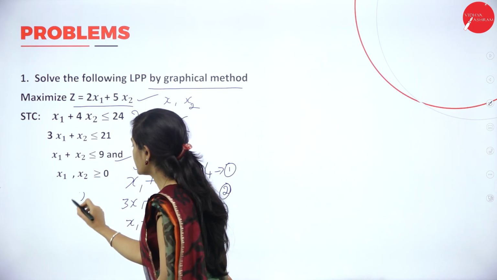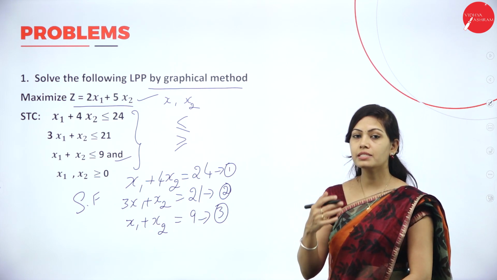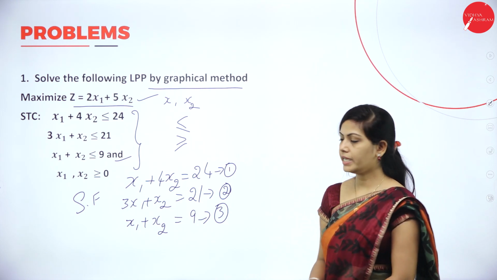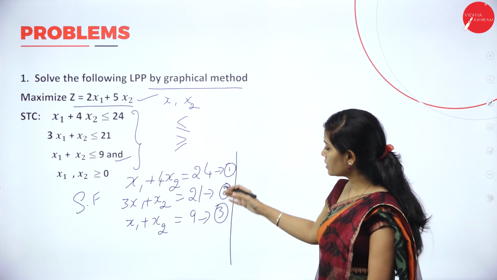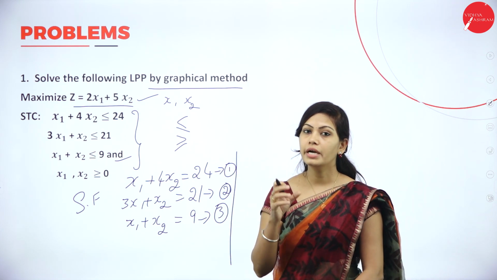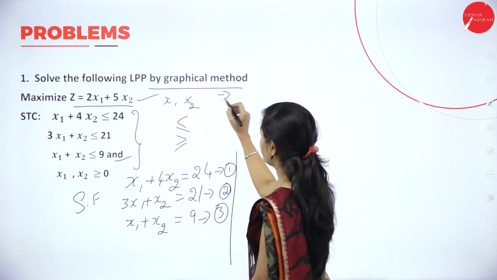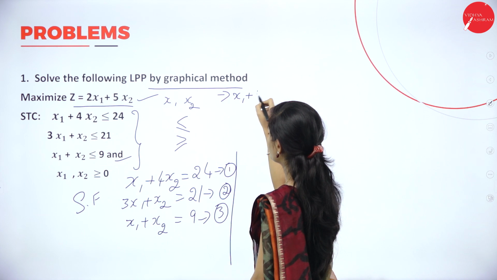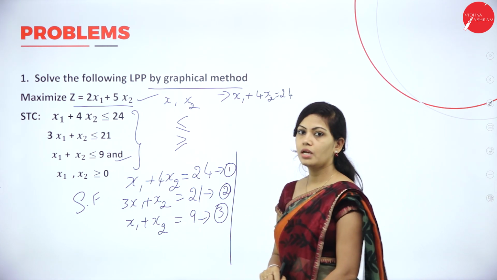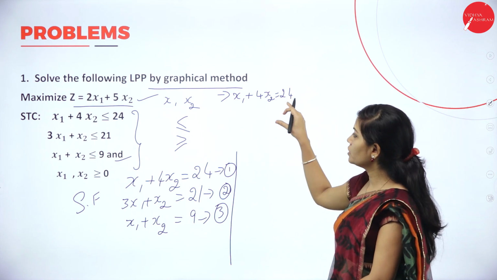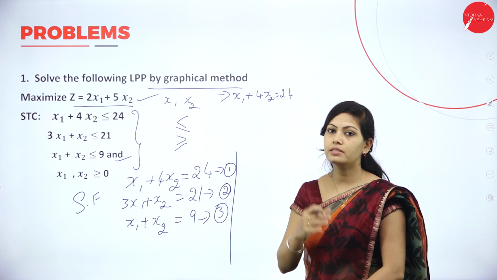This is the standard form. All the inequalities you have to change into equalities. So here we have three equations, and using these equations we can find the constraint points. So how do we find them? First I will take the first equation, x1 plus 4x2 is equal to 24. Here you have to substitute values of x1 and x2 for finding the points.